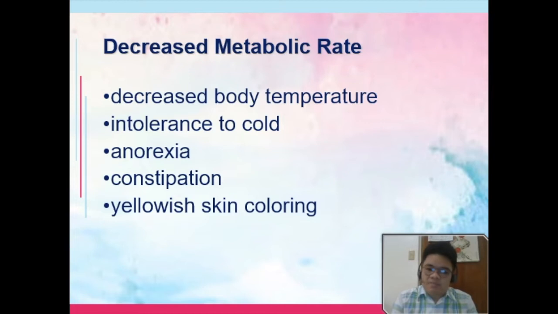Then, decreased metabolic rate. Your patient would have decreased body temperature. There will be intolerance to cold, which I said to be classic in your hypothalamus. There is anorexia. There is constipation. Remember, your constipation is brought about by the decrease of your GI motility. And there will be yellowish discoloration of the skin.